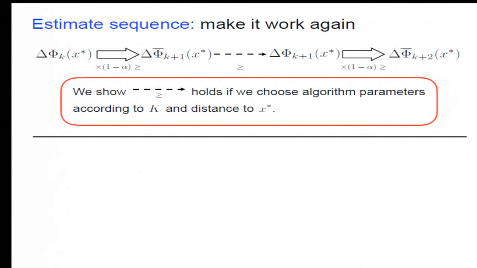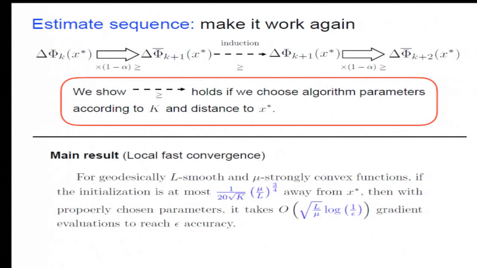However, in order to achieve acceleration, we need to choose an alpha that is large enough. And we find it is necessary to assume a good initialization, which depends on the sectional curvature upper bound as well as the condition number. But note here that if the sectional curvature upper bound kappa goes to 0, we recover a global result which happens in the vector space.